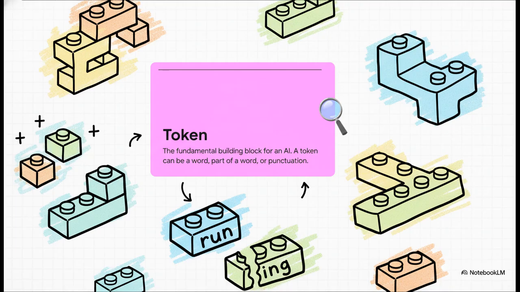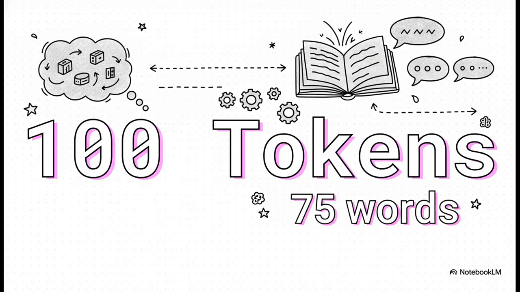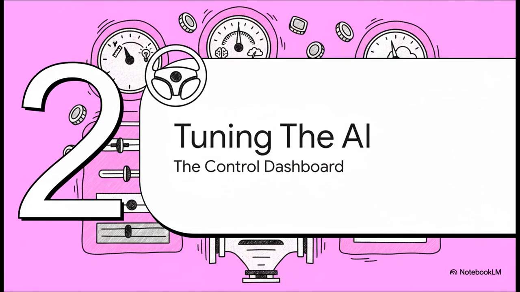And what's really interesting is that tokens aren't always whole words. For example, a word like running might get broken down into two tokens, run and ing. It's just like Lego bricks. You have all these different shapes and sizes that you can combine to build anything you want. That's exactly how AI uses tokens to build language. And just to give you a practical rule of thumb, it's super helpful to remember this. About 100 tokens equals roughly 75 words in English. It's a simple little conversion that helps you get a sense of the scale of what these models are actually processing.